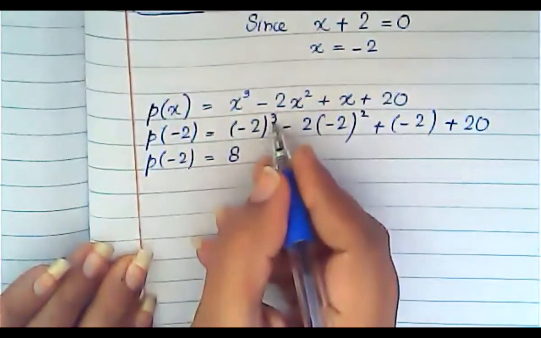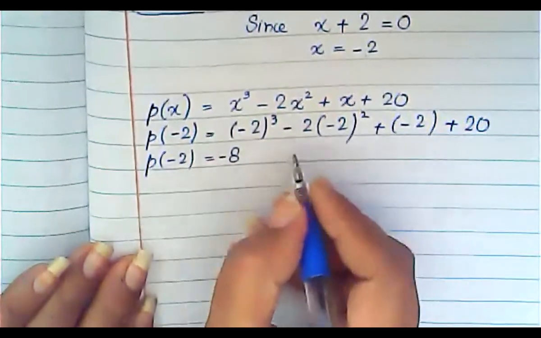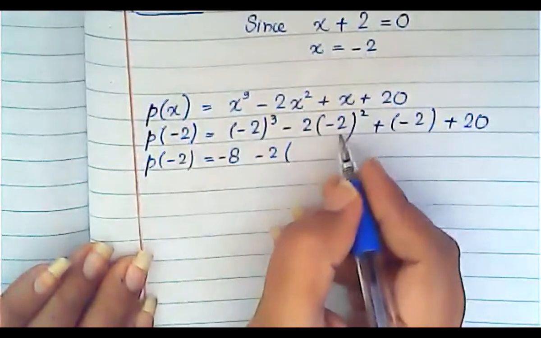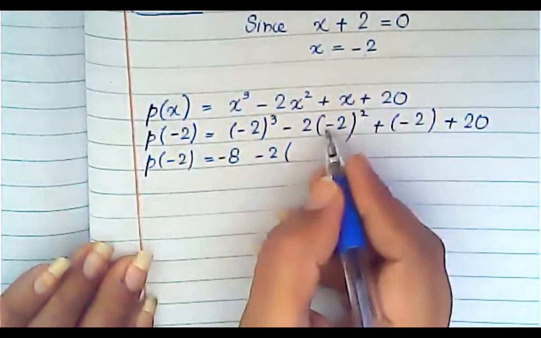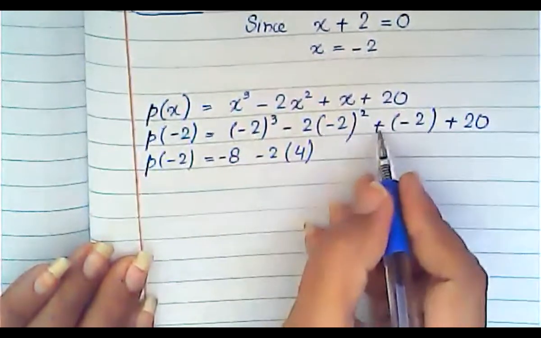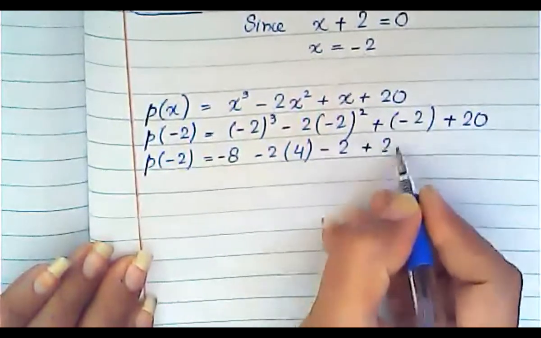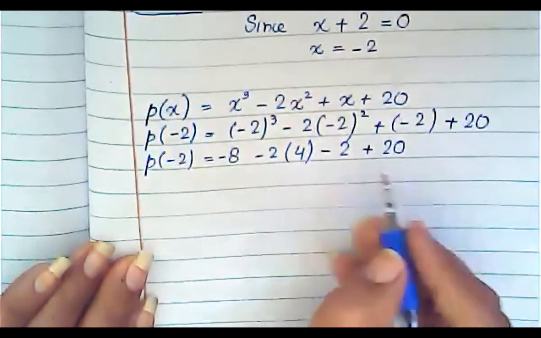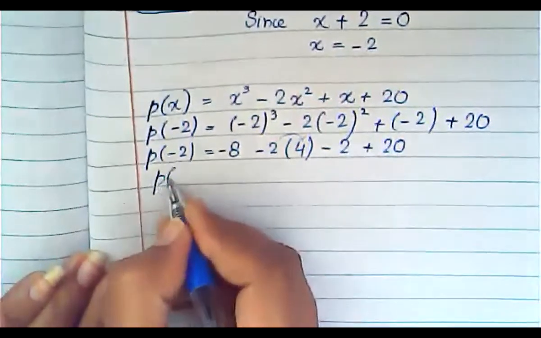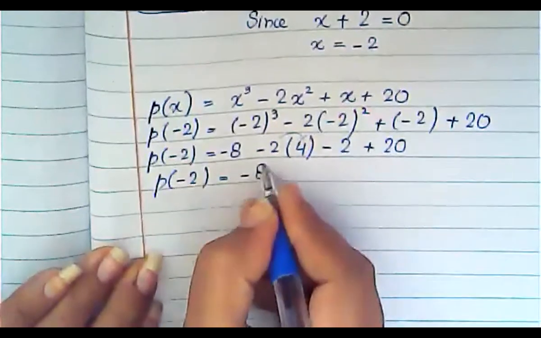But obviously here you have the power 3, so you will write down minus here, right? Then here minus 2 will remain same, and square of 2 will be 2 multiplied by 2 which is 4, and minus minus will be plus, so you will write here 4. Then plus minus 2 plus 20 will remain same. Now simply you will multiply this 2 with 4. You start: p of minus 2 is equal to minus 8.